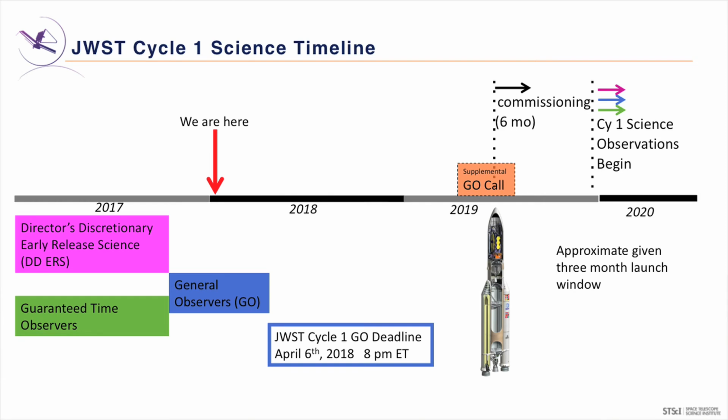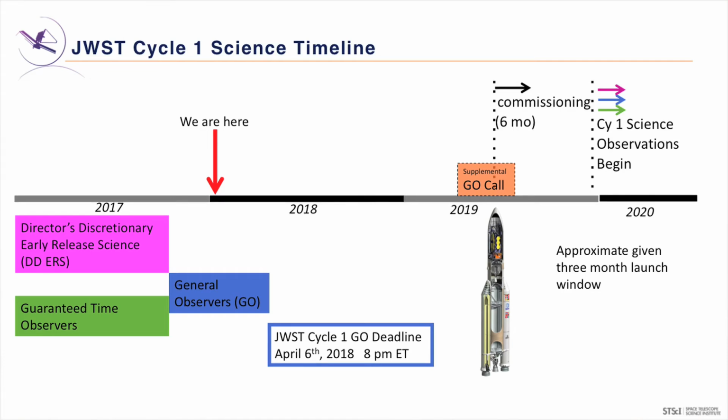And so here's your science timeline for Cycle 1. We are, of course, here at the beginning of 2018. The Director's Discretionary Early Science Program and the Guaranteed Time Observers programs have been closed. Those programs have more or less been finalized, and all of the information about those programs is basically available to you now. It's publicly available through our website and our proposal information tool. Right now we're in the midst, of course, of the General Observers Program. So reminder, the Cycle 1 deadline is April 6th at 8 p.m.